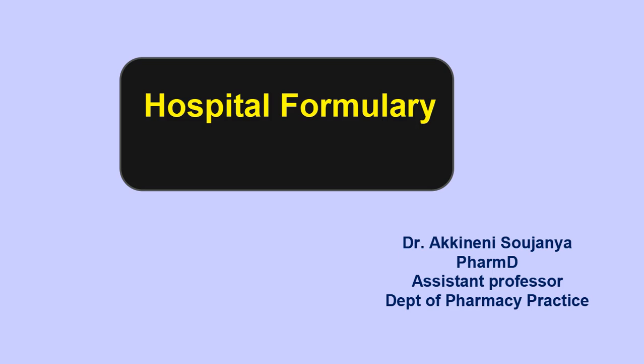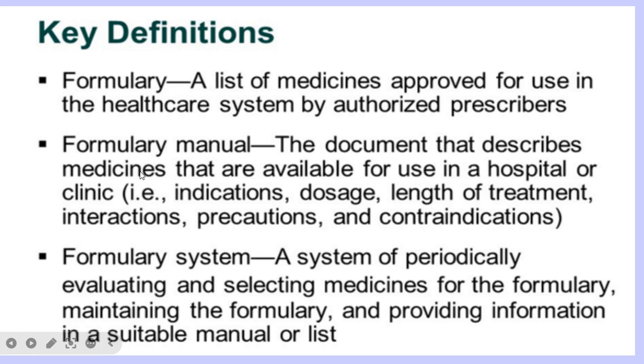Today I am going to explain about hospital formulary. So what is a hospital formulary? It is a list of medicines approved for use in the healthcare system by authorized prescribers. So it is a restricted list of medicines or drugs that are used in the hospital to which the prescribers have to adhere to. So the prescribers cannot prescribe medicines or drugs beyond the hospital formulary.